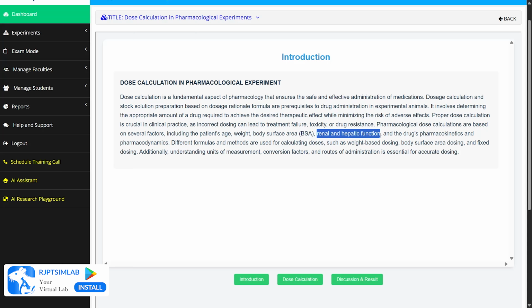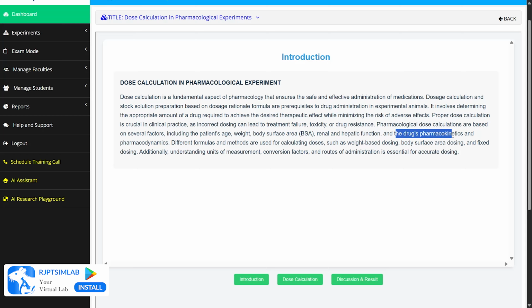Renal and hepatic functions are also very important factors because if the patient is old aged and his renal function is not proper, then the excretion of the drug will not be at a steady rate, so it will create toxicity and the drug will not come out of the body accurately. And hepatic function is the liver function. So if the liver function is also not good, then the metabolism of the drug will not be proper, and the drug will not be converted into metabolites.